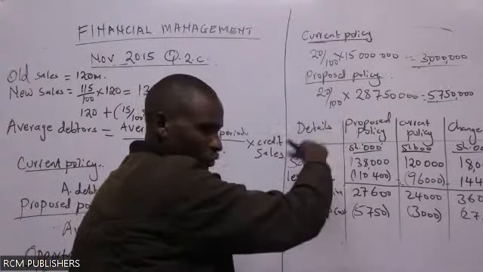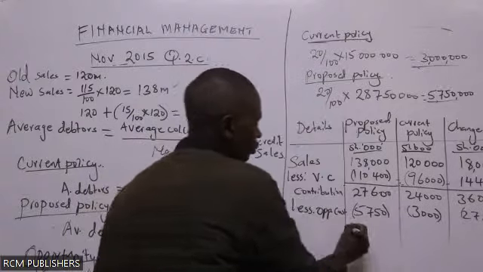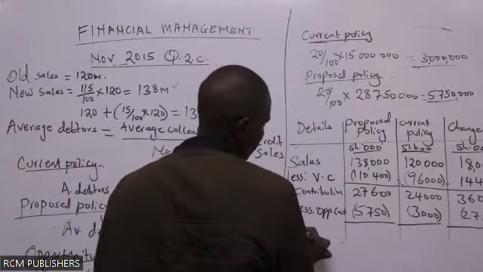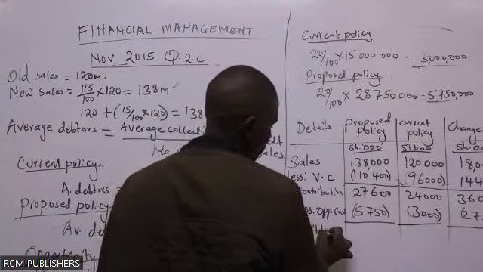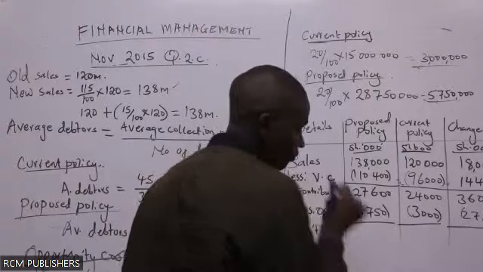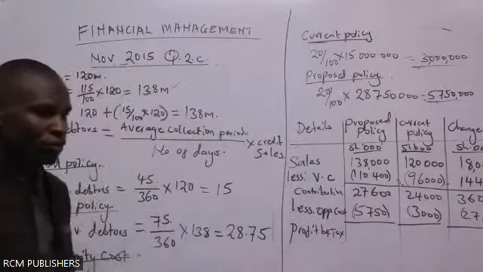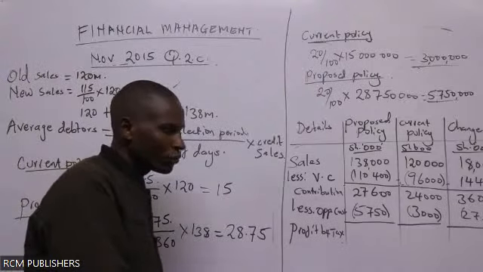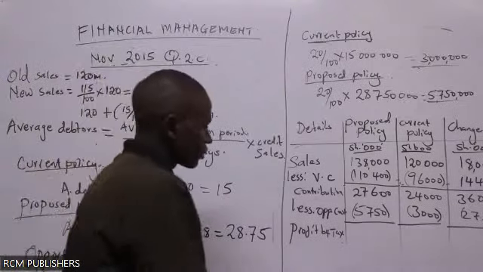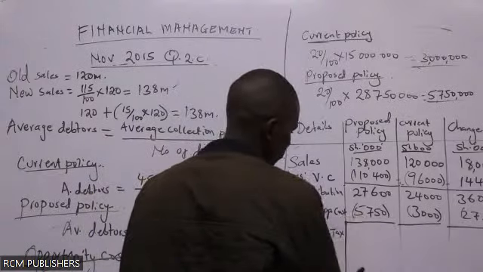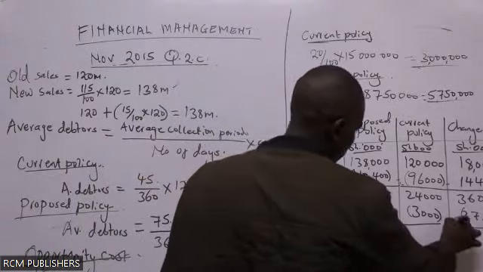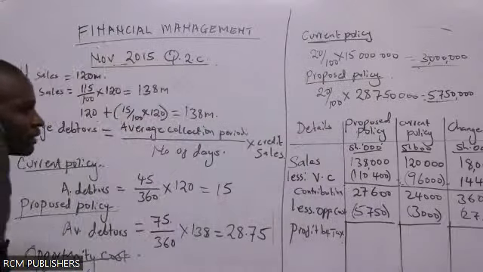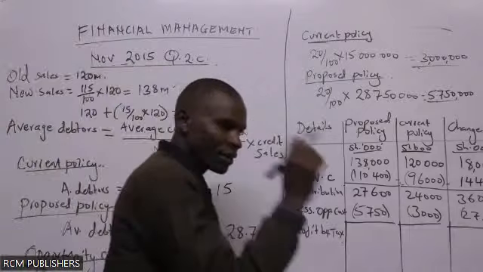Tushatoka kwa sale, tushatoka huko. Sasa we are dealing with the contribution. So I'll get my profit before tax. So give me the profit before tax for the proposed policy. Ngapi? Anachukua tu hiyo 27,600 na toa 5,750. 21,850.